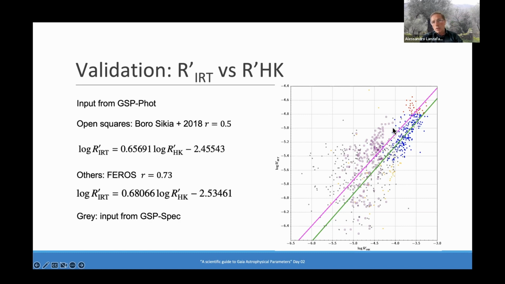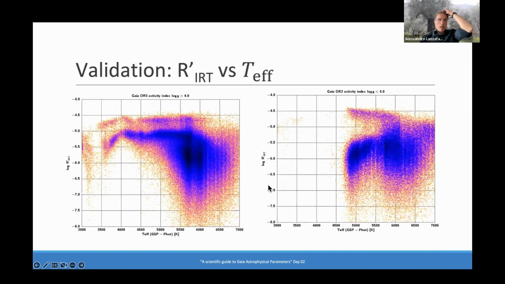The various colors here, the open squares indicating the Boro Saikia data, and here the color indicates red is, as we shall see in a moment, the accretion regime. Blue is the very active regime, and yellow is the low active regime, as we shall see in a moment.